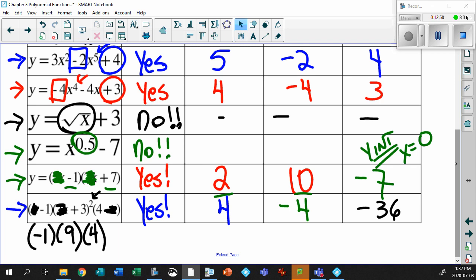Okay, so go back and watch this podcast again, especially this last little bit here. It becomes incredibly important when you're trying to figure out what the degree is, what the leading coefficient is, and of course, what the y-intercept is.